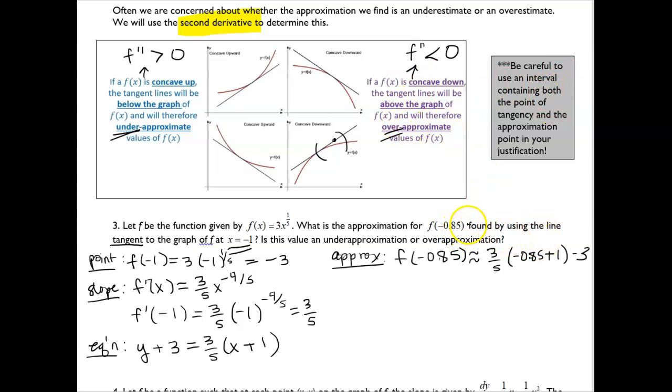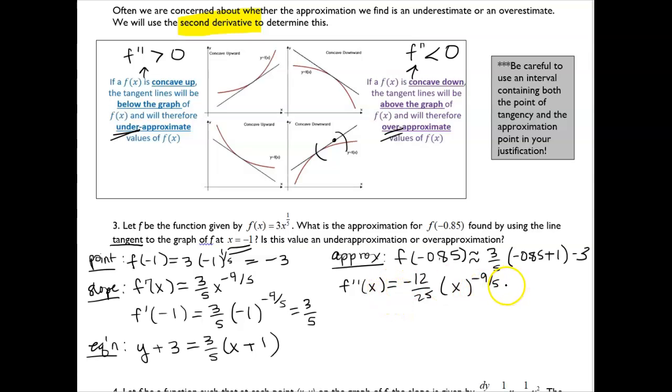What is the approximation? And then the second question is, is this an under approximation or an over approximation? So when I see that, again, I have to be thinking about the second derivative. So I will need to find the second derivative. Our first derivative was 3/5 x to the -4/5. So our second derivative will just be the derivative of that, -12 over 25 x to the -9/5.